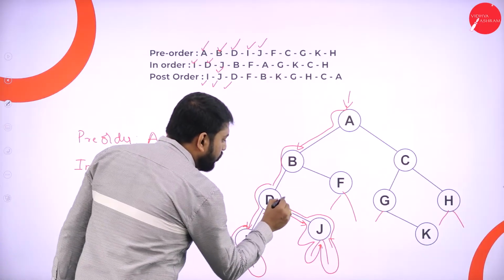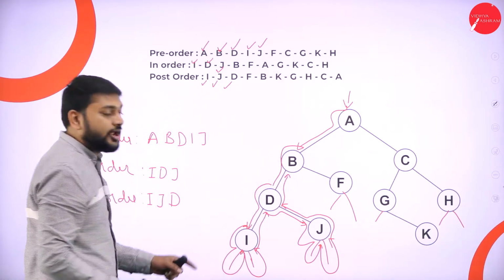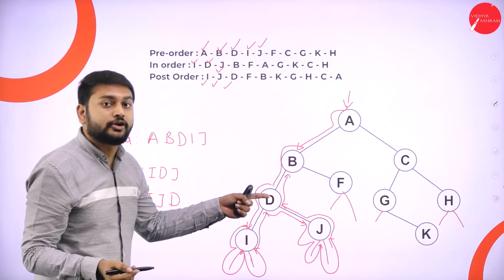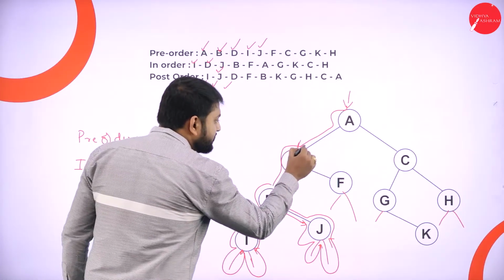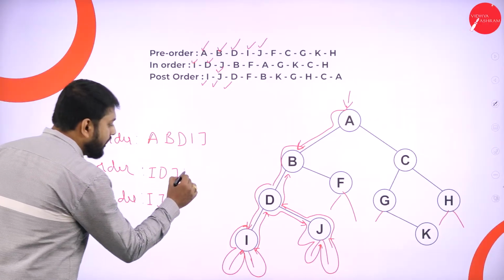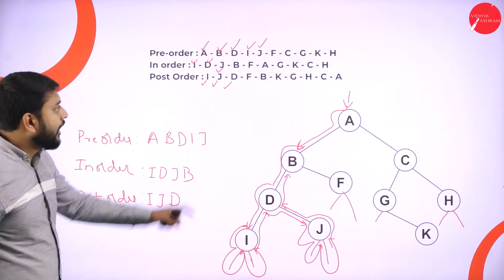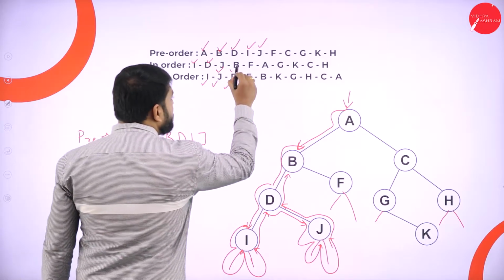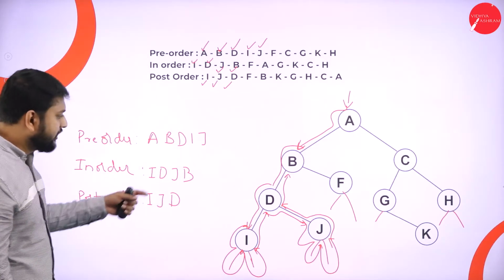After that, move back. So guys, you are coming back to the D. How many times are you coming back to the D? This is the first time and this is the second time. Second time in the sense you have to write it in the in order. Do I have B? Yes, I have B. All right, moving forward to the next one.